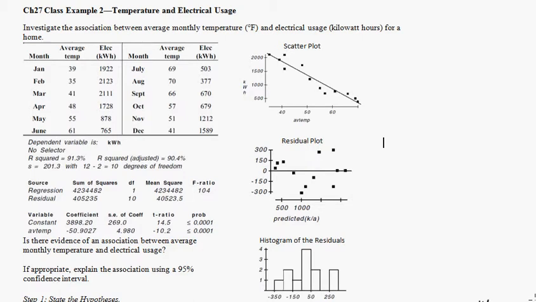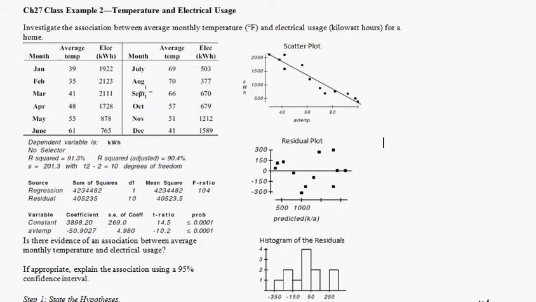This is an example of doing a regression t-test of the slope as well as computing a confidence interval for the slope. So what we have is data from, I guess, a study of some type where they looked at the average monthly temperature, and we're asking, as it increases, what happens to the electrical usage in kilowatt hours. So obviously it looks like there's a downward trend.